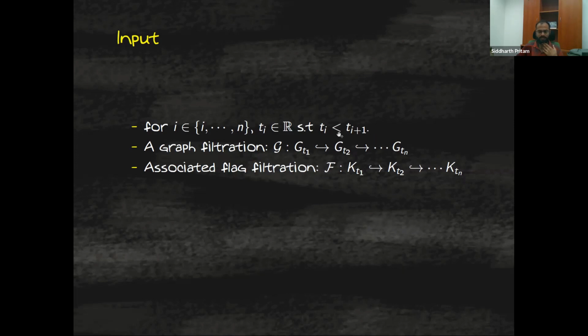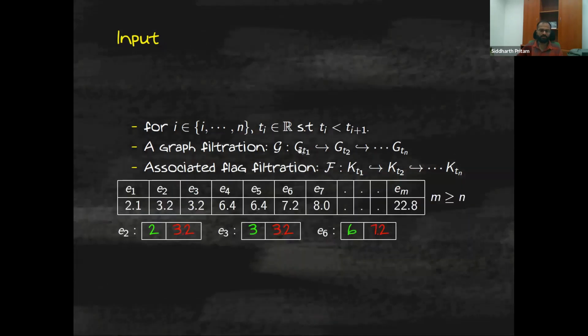And so these are basically our filtration values or grades. And then for each filtration value, you have a graph associated with this. These graphs are linked through inclusion maps, so this is a kind of filtered graph. And then associated to the filtered graph, you have a flag filtration. So you basically compute the clique complex at each t_i, and then you get a flag filtration.